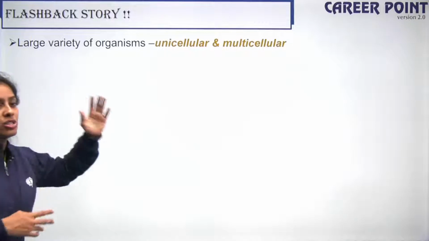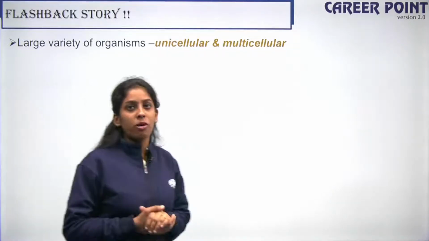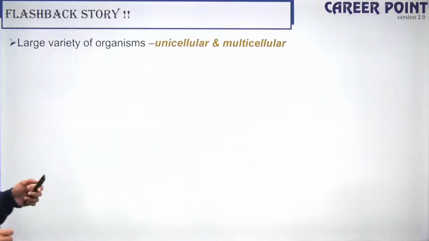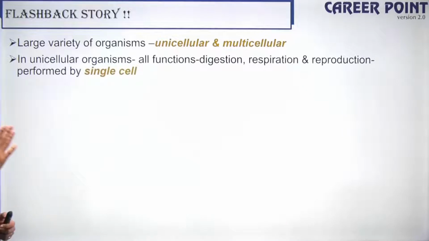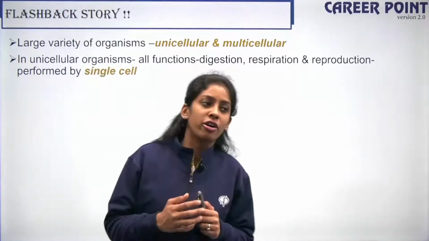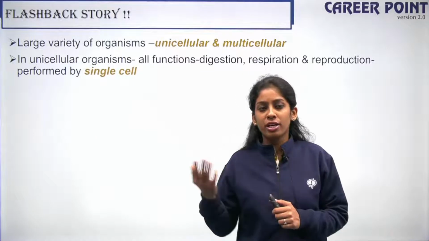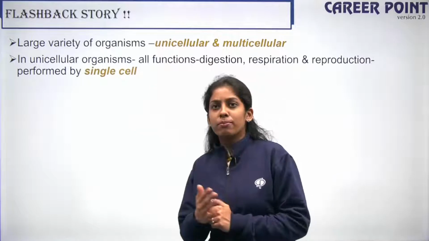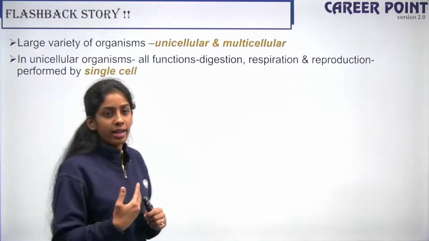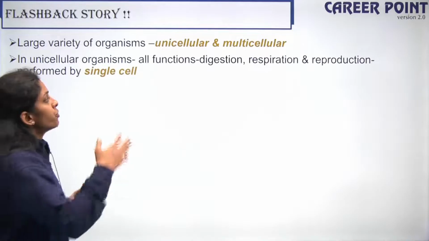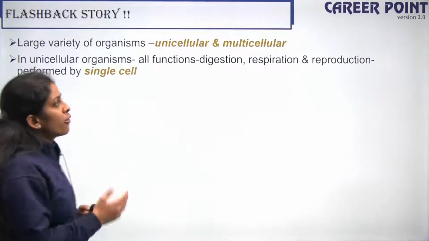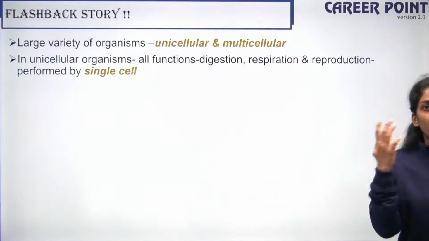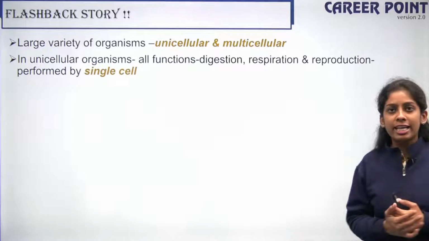These organisms can be either unicellular or multicellular, it does not matter, but they are present, right? Even unicellular organisms have functions like digestion. Of course, even a unicellular organism like bacteria breathes, digests, and has its own method of reproduction. In a unicellular organism, all functions like digestion, respiration, and reproduction are done by a single cell, because there is only a single cell that can perform all the functions.